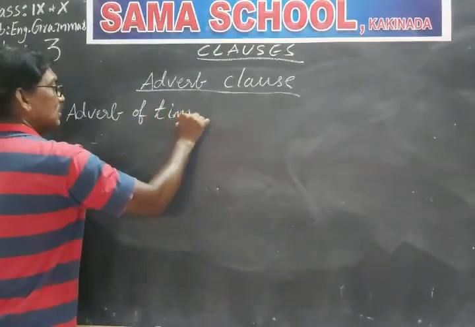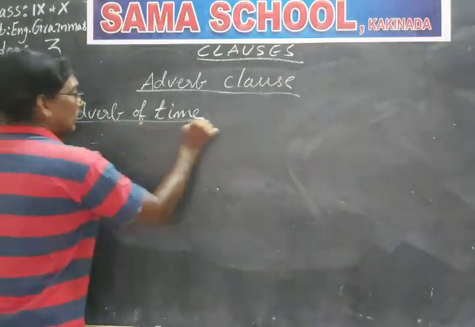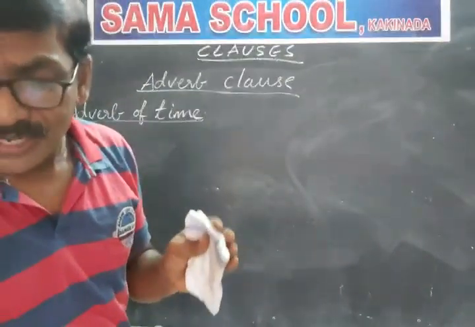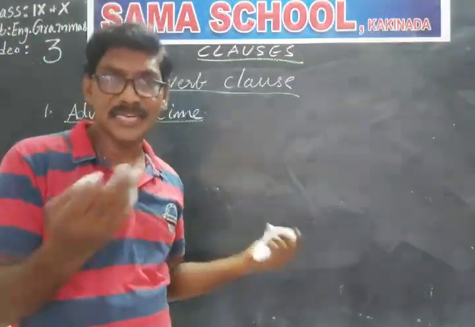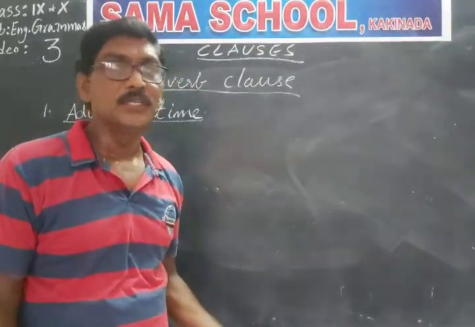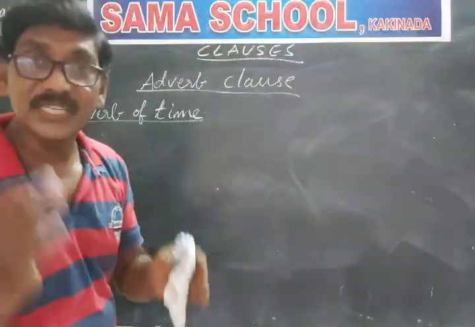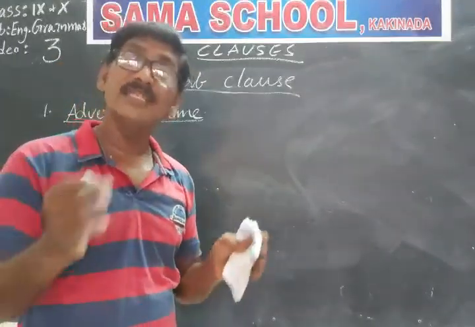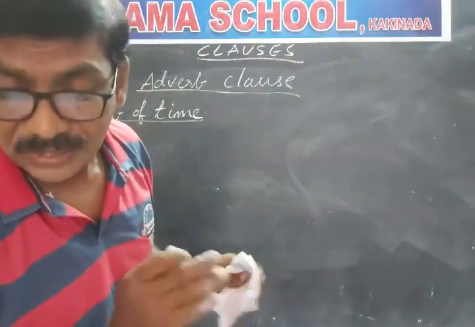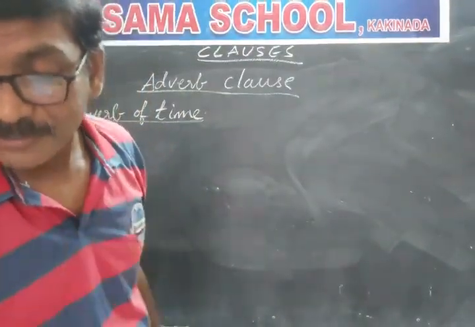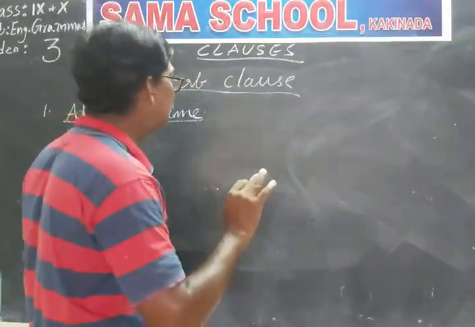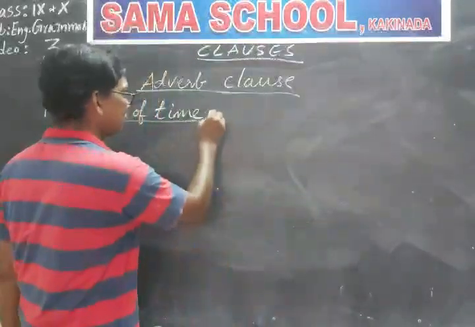Adverb of time. First, what is an adverb of time? It states when something happens. Time means when something happened, or how many times it happened. So, an adverb of time states when something happened, something was done, or how often something is done. And this adverb of time often starts with one of these subordinating conjunctions.